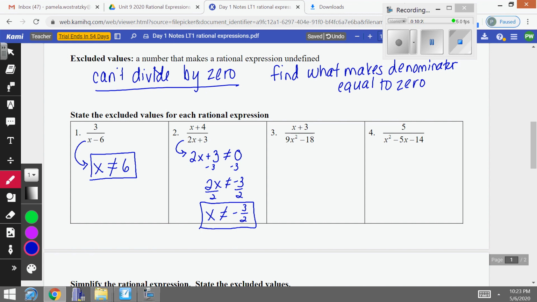Kind of the same idea, at least in the solving part of it, but here we are looking specifically at the denominator. Notice the numerator didn't really matter in my excluded values, because the numerator can be 0. You can do 0 divided by anything, but that denominator can never equal 0. So that's really the main one that we're looking at.